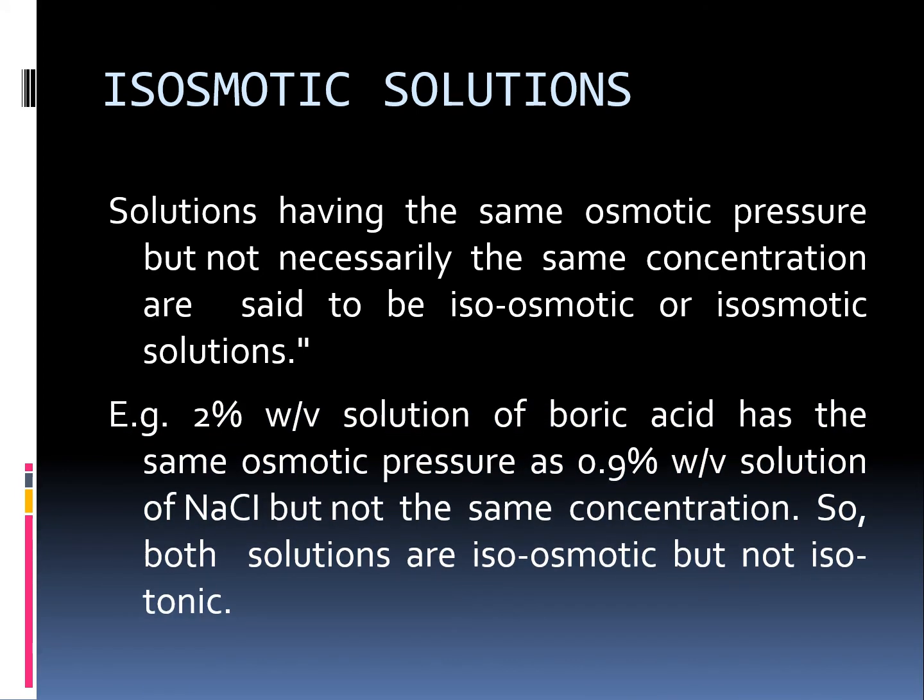For example, a 2% weight by volume solution of boric acid has the same osmotic pressure as a 0.9% weight by volume solution of NaCl, but not the same concentration. You can see the concentration of both of them is different, but the osmotic pressure is the same. Thus, both solutions are isoosmotic but not isotonic.